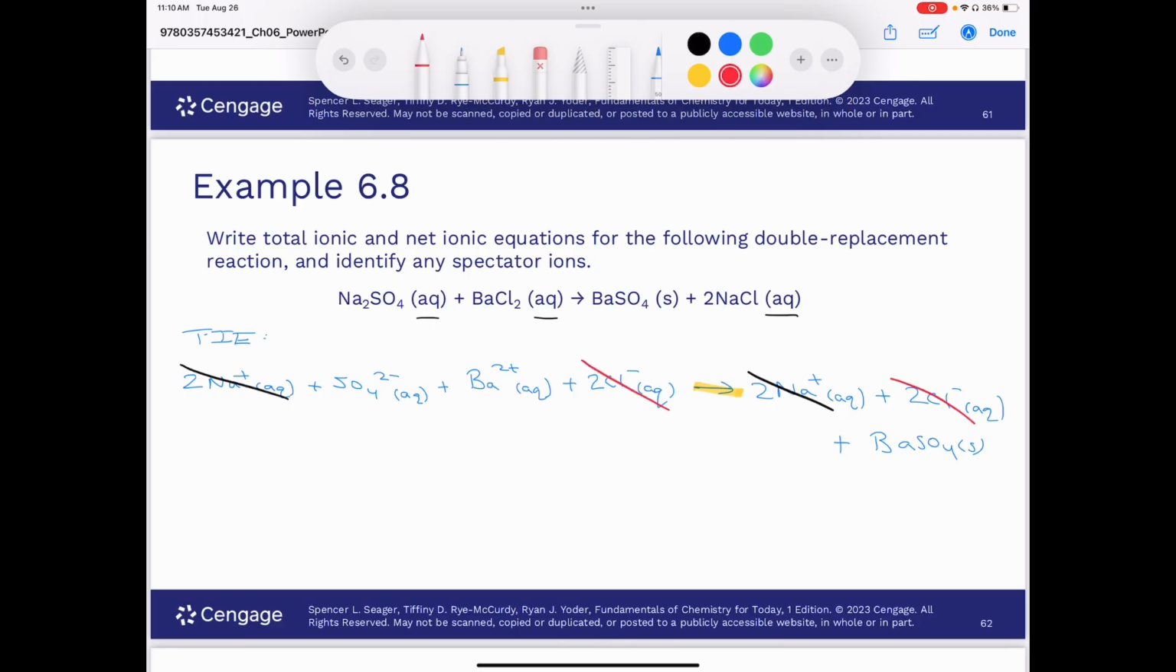So now what's left over when we go to write out our net ionic equation? You see that I have the sulfate before the barium. I just like to list the metal first, so I'm going to put barium 2 plus aqueous plus sulfate gives you barium sulfate. And that is our net ionic equation.